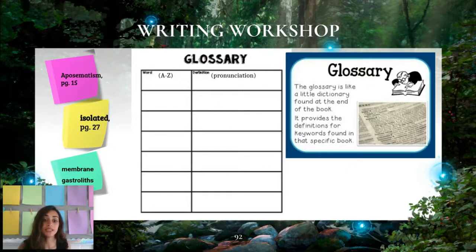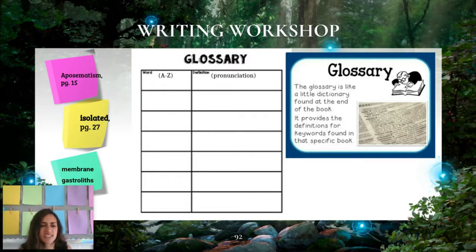I'm going to create a T-chart. On this T-chart, I'm going to label glossary at the very top for my heading. And then I'm going to make 2 columns, one for the list of words in alphabetical order from A to Z. And on the other side, I will have their definitions. So here are all the sticky notes from my book that I've gathered from my independent reading. Aposematism, isolated, membrane, and gastroliths.